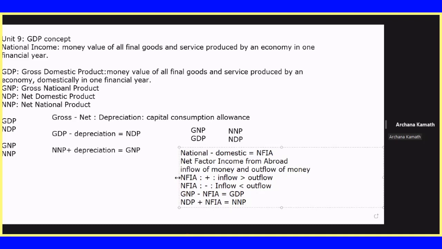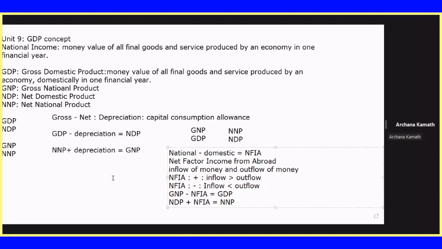So are the two differences clear? One I explained earlier, regarding the gross and net concept. The difference is identified as depreciation. Gross includes depreciation and net excludes depreciation. The second difference is with respect to national and domestic. National includes NFIA and domestic excludes NFIA. Are the two differences clear? I'm clearing the board and moving on to the next one.